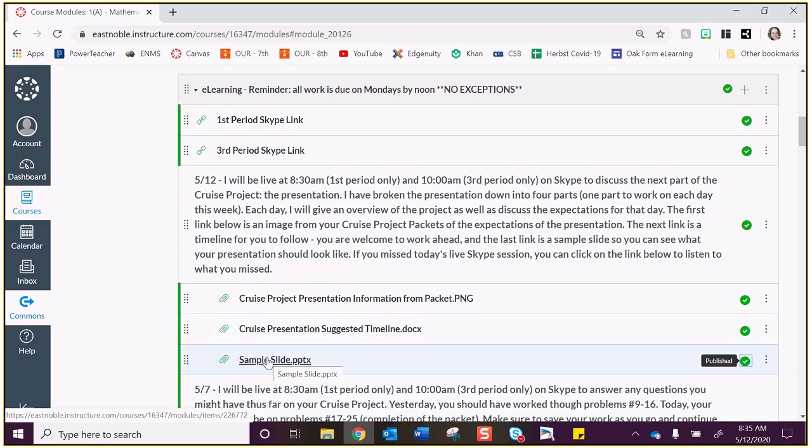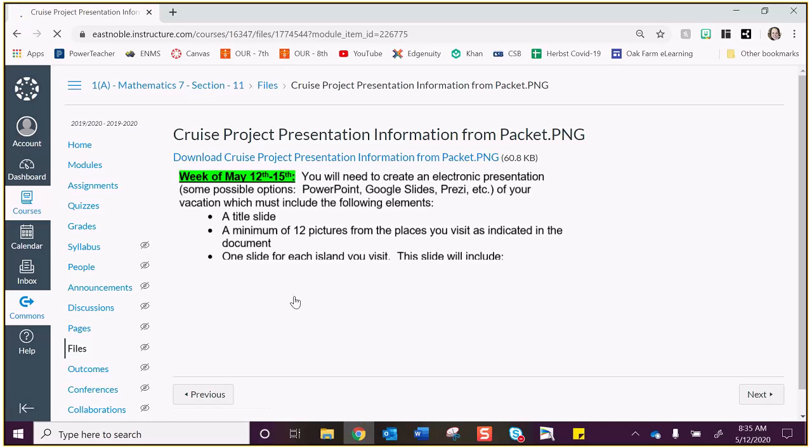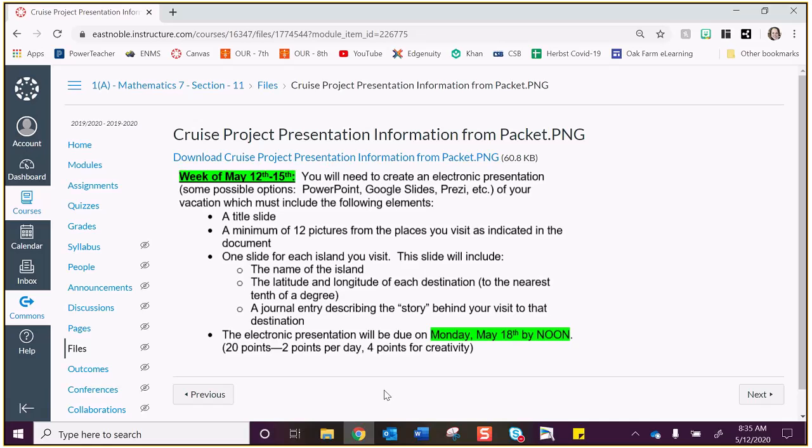Then there's also a sample slide, and I'll show you what that looks like. It's just an example of what your presentation should look like as you're going through and using it. So first I'm going to open up the presentation information that comes from the packet. This is just an image I snipped so that you had access to it and could see it throughout the week. So the week of May 12th to the 15th, that's where we are now.